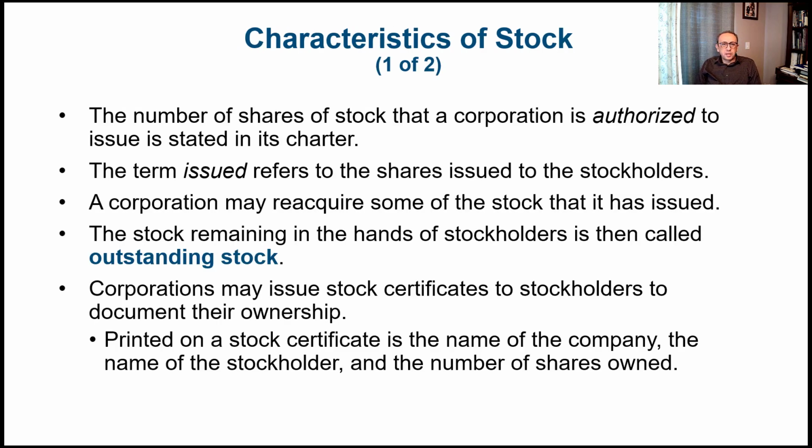Now let's talk about characteristics of the stock. There are a few terms that we need to know. The first thing is the term authorized. The authorized is the number of shares of stock that a corporation is allowed, or authorized, to issue, stated in its charter. And remember, when the company gets incorporated, they have to have their charter, and in the charter there has to be an amount authorized to be issued.